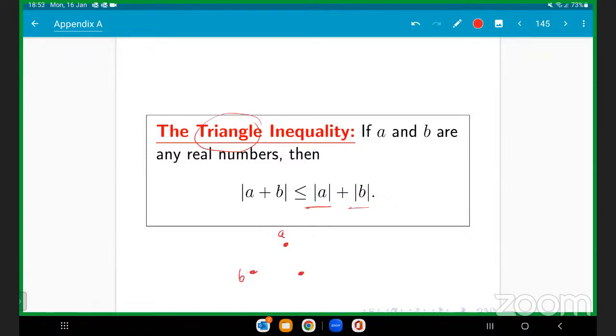this basic principle here, in that if you have a triangle with 3 points, A, B, and C, if you want to get from A to B, then the shortest distance between A and B is the straight line or the side of the triangle which joins A and B directly. And that will always be smaller than if you had to travel from A to C and then going from C to B. So this absolute value of A plus B is less or equal to the absolute value of A plus the absolute value of B.